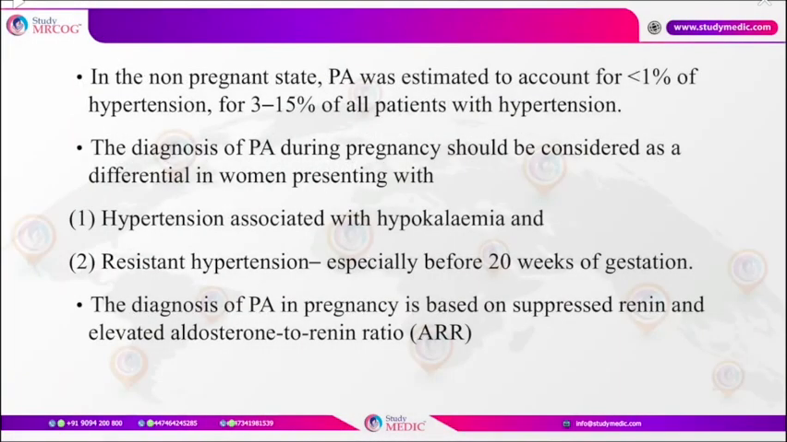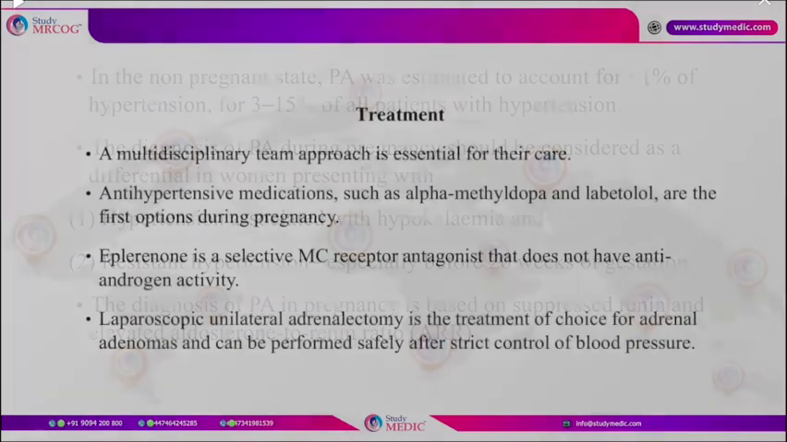In the non-pregnant state, primary aldosteronism is estimated to account for less than 1% of hypertension in the general population and 3 to 15% of all patients with hypertension. So primary aldosteronism during pregnancy should be considered as a differential in a patient who presents with hypertension associated with hypokalemia and resistant hypertension, especially before 20 weeks of gestation. The diagnosis of primary aldosteronism in pregnancy is based on suppressed renin and elevated aldosterone to renin ratio. It's very important for your MRCOG part 1 to remember this line.